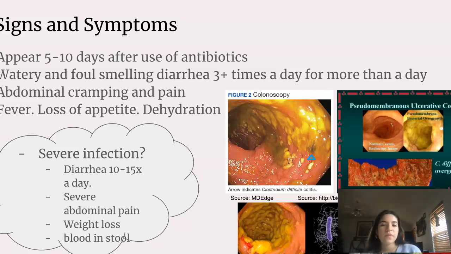And when you have a severe infection, the diarrhea will be 10 to 15 times a day or even more, and it's also severe abdominal pain, weight loss, and you have blood and stool. And here in some of the pictures we can see the pseudomembranes and then the colon that is really inflamed. Here we also have an x-ray that shows the intestine is really inflamed as well.